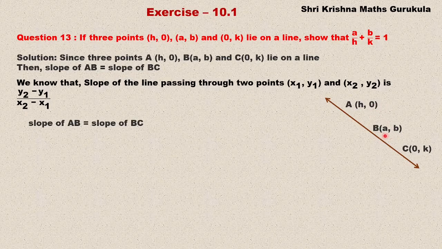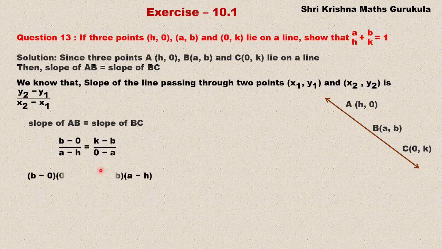Again, to find the slope of BC, I'll be considering B and C as points. Then this is x1, y1 and this I'll be taking as x2, y2. Then this would be k minus b divided by 0 minus a. That is what I have written here. Slope of AB is b minus 0 divided by a minus h. Slope of BC would be k minus b divided by 0 minus a.